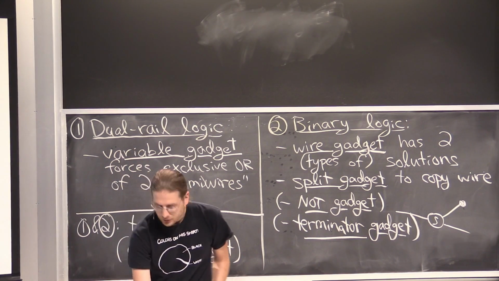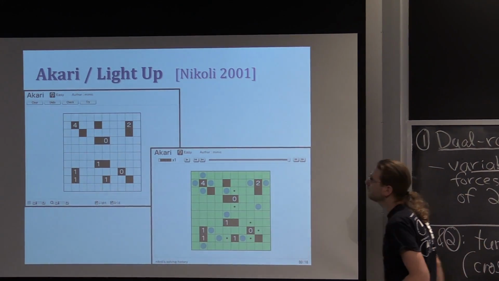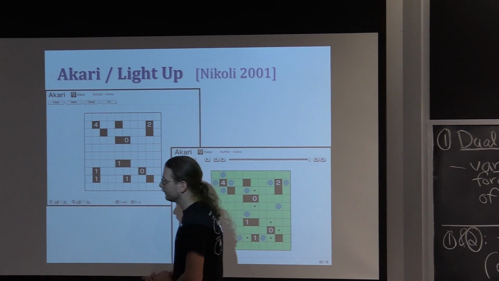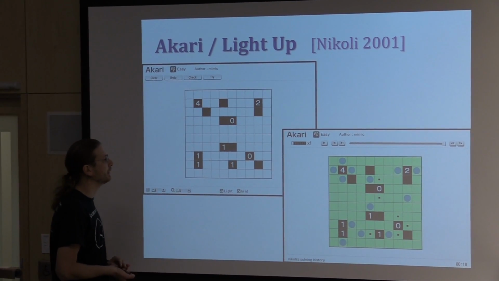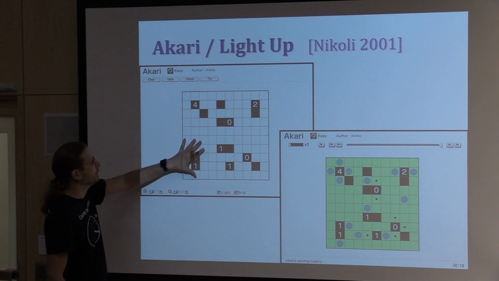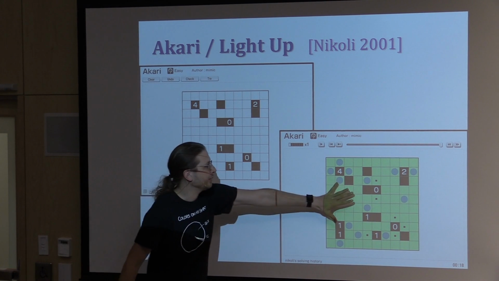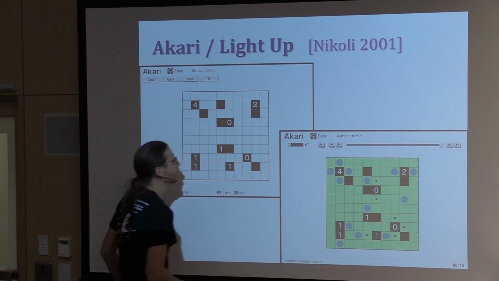So our first example is called Akari, or Light Up. This is another Nikoli puzzle like Sudoku and Number Link we saw last time. So here's the sample input and a sample output. Ignore the black dots there.